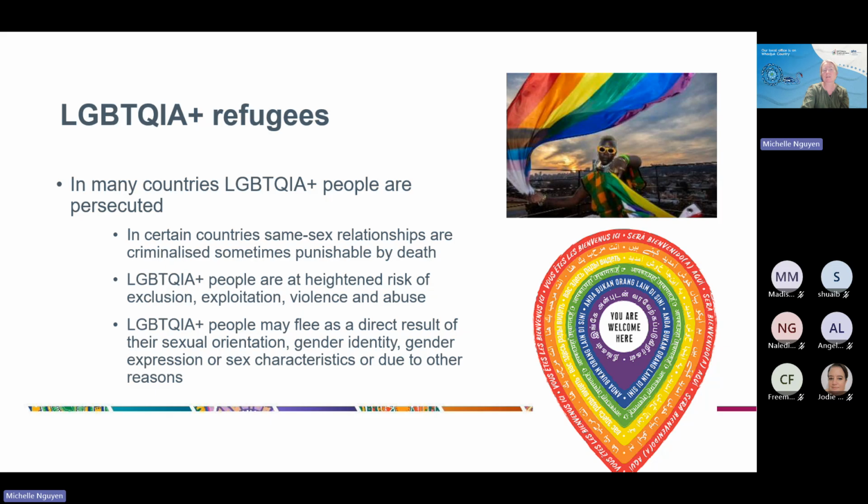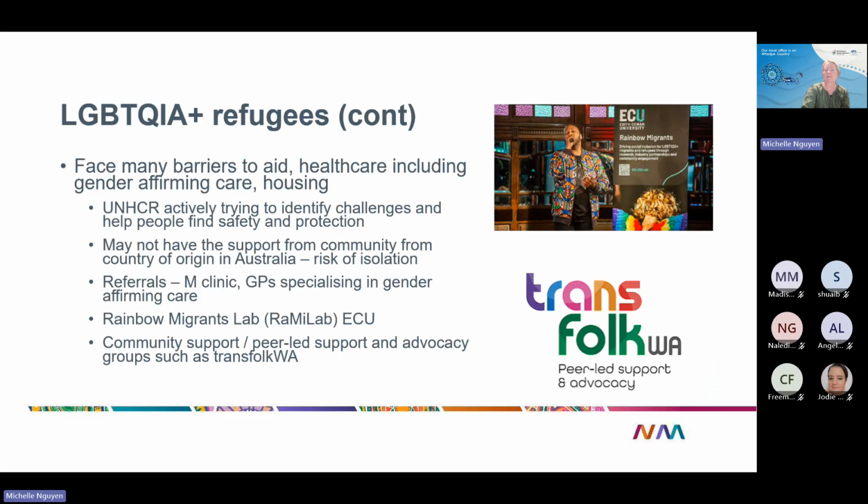And just finally, I wanted to highlight the fact that we do see increasing numbers of LGBTQIA+ refugees, and in many countries, people are persecuted. They're at heightened risk of exclusion, exploitation, violence and abuse, and people may flee as a direct result of their sexual orientation, gender identity, gender expression, or sex characteristics, or due to other reasons. And people face many barriers to getting help and healthcare, including gender-affirming care. And the UNHCR are actively trying to identify challenges and help people find safety and protection.